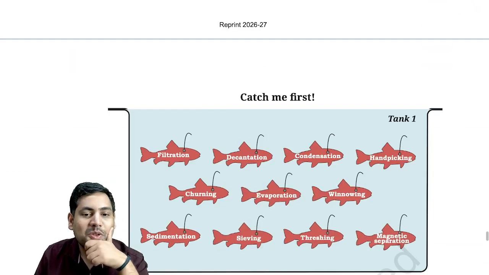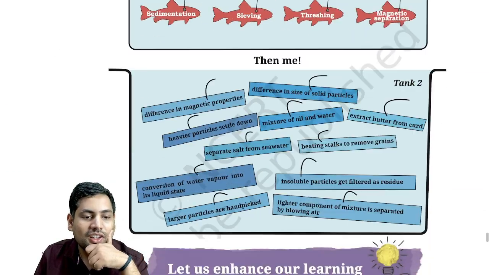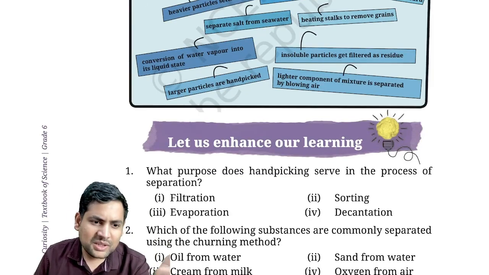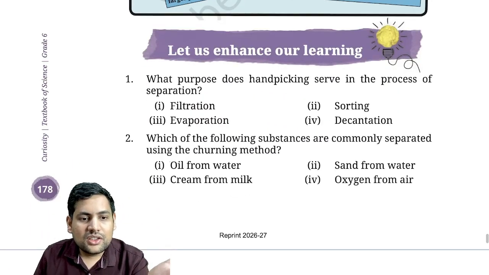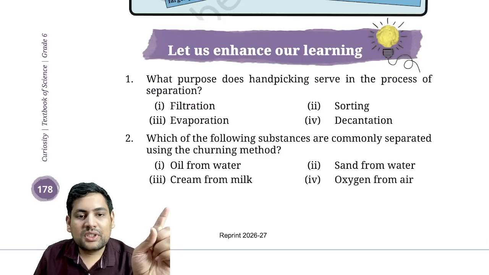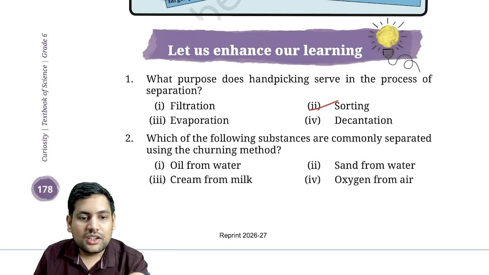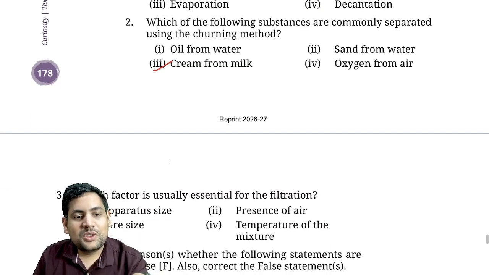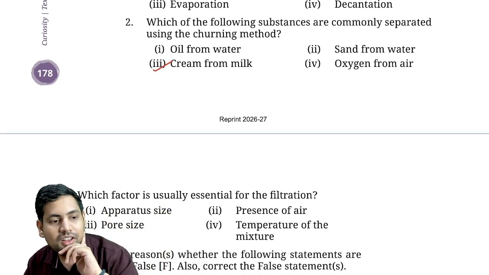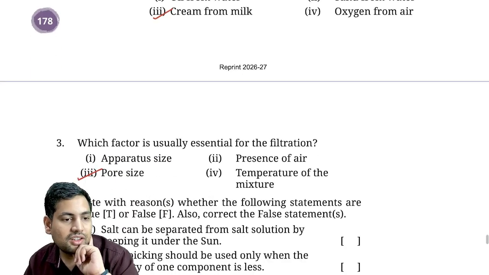Then see, it is asking you to play these games. Okay, it is asking you some questions, that which of the following substances can be separated using churning method? So churning method, cream from milk, same logic. Then what is the purpose of this? Hand picking, sir. So picking is for sorting, this is for cream from milk. Then what factor is usually essential for filtration? What is essential for filtration? The pore size, correct? Then only you can separate.